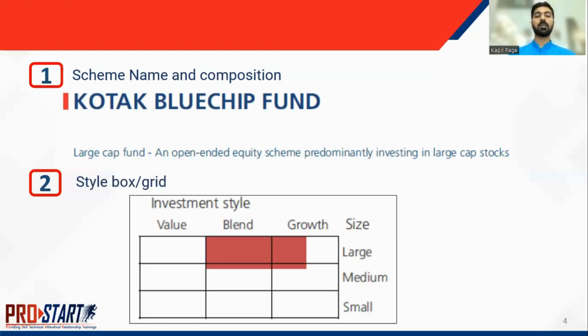So you can pictorially see where this mutual fund is placed. So you can see that it is going to be a blend of value and growth stocks, plus a little bit higher towards growth. And mostly it is predominantly going to be large cap stocks, a little bit of mid cap as well, right? So that's how you can find out where this mutual fund is going to be investing in and what is the style of this investment.